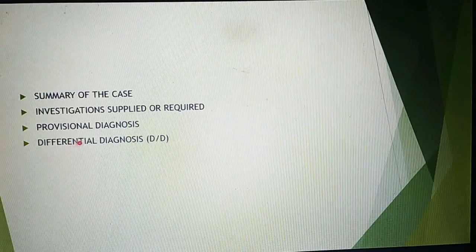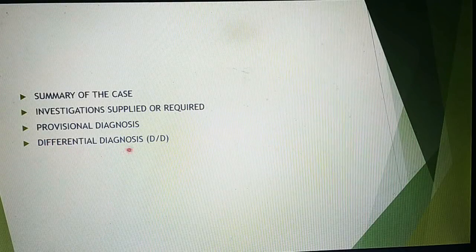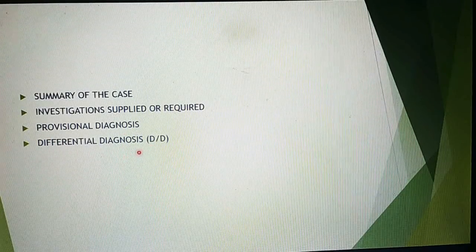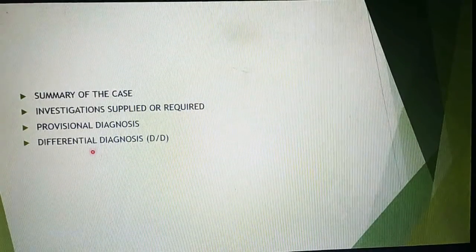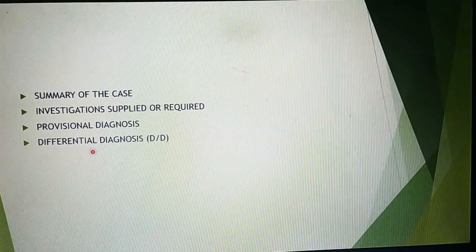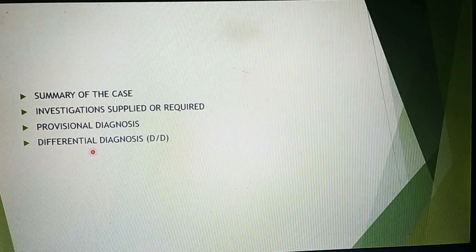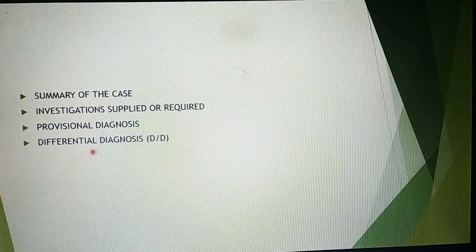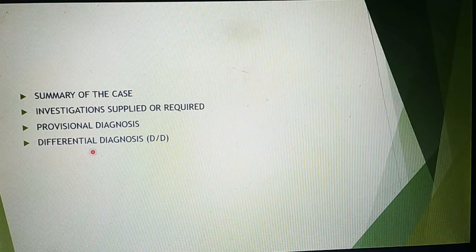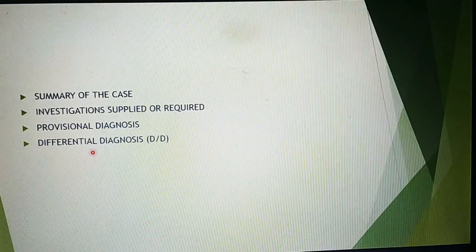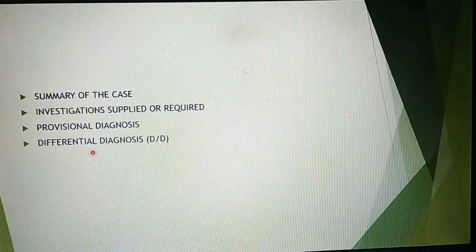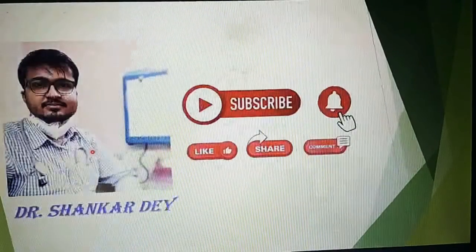After writing the summary, you should write the provisional diagnosis, and after provisional diagnosis you should write down differential diagnosis. If applicable, you may write down DD or may not. In provisional diagnosis, you should note down the patient particulars along with chief complaints, some relevant history from history proper, along with positive findings in physical examination and obstetric examination. So this is all about obstetric long case.